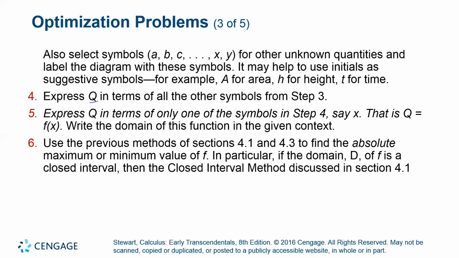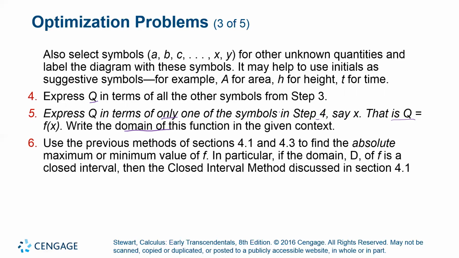And then you use the information in steps 3 and 4 to express the quantity Q in terms of only one of the symbols. If you have Q as a function of x, then the Q that you are supposed to optimize is expressed in terms of x. And when you are finished, write the domain of that function, because that's going to help in finding where the maximum or the minimum or absolute maximum occurs.